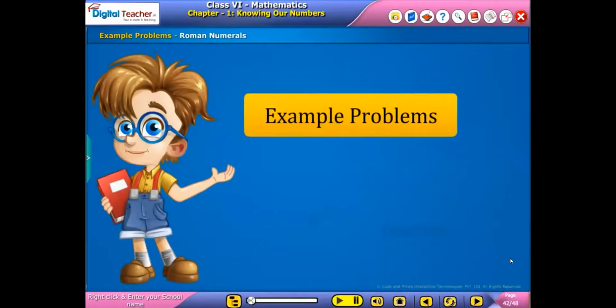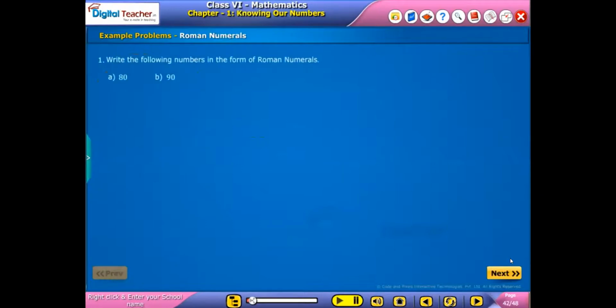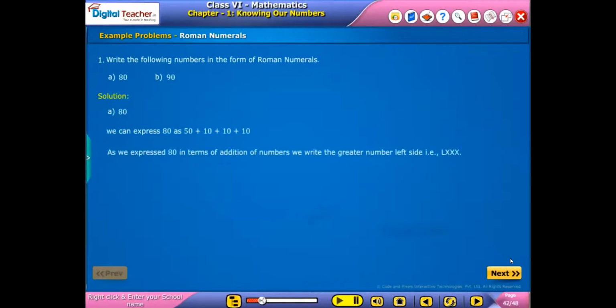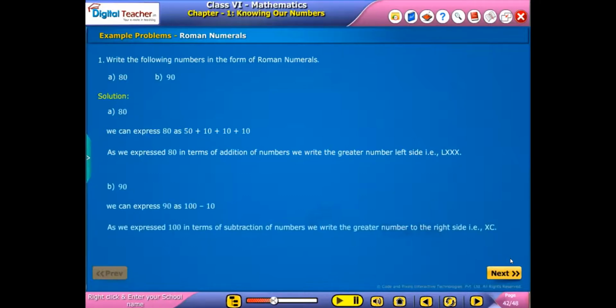Let us solve some examples on Roman numerals. Write the following numbers in the form of Roman numerals. Let us start with number 80. We can express 80 as 50 plus 10 plus 10 plus 10. As we expressed 80 in terms of addition of numbers, we write the greater number on the left side, that is LXXX. In the next number 90, we can express 90 as 100 minus 10. As we expressed 90 in terms of subtraction of numbers, we write the smaller number to the left side, that is XC.